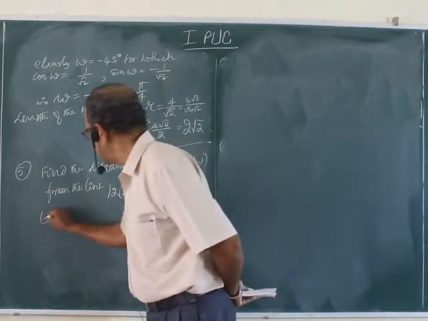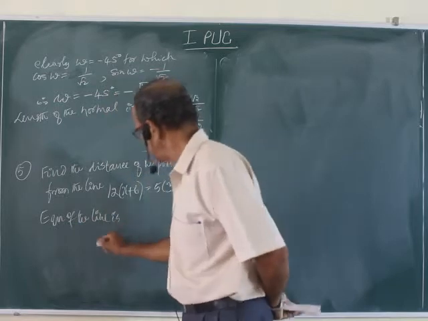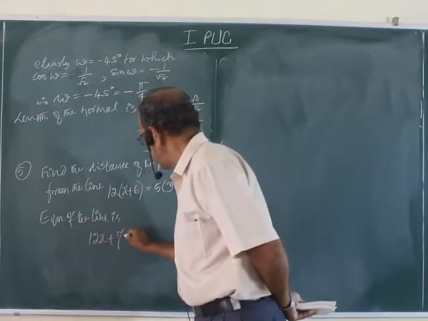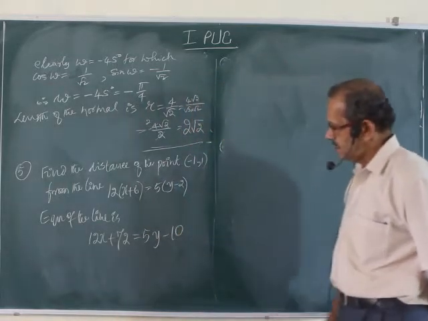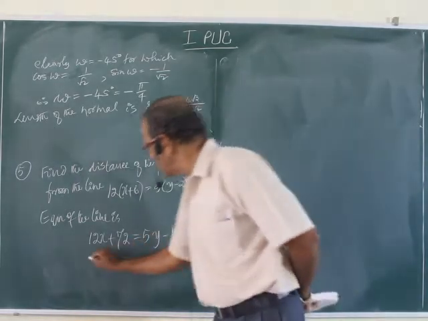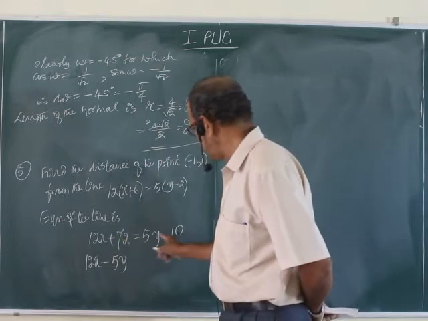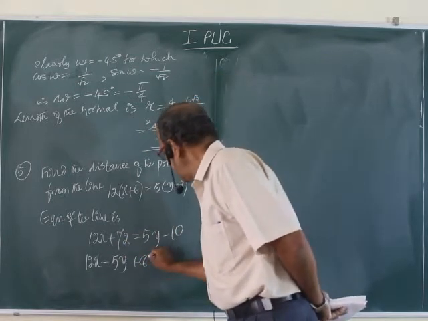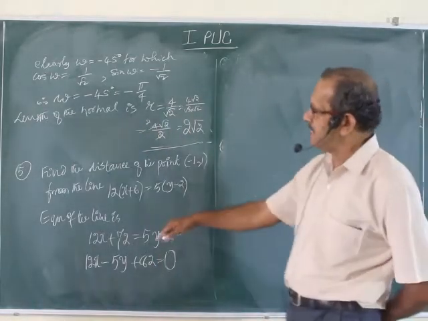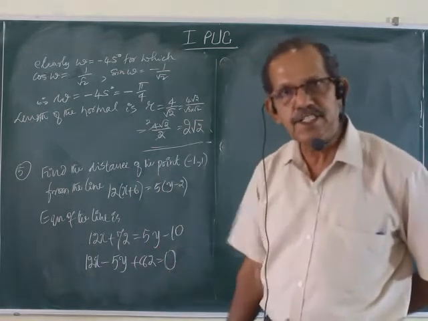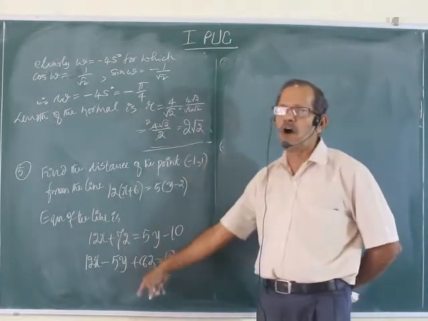Equation of the line is 12x plus 72, 5y minus 10. Our standard form is 12x first, minus 5y next, plus 82 equal to 0. Standard form is obtained. Only for that reason it is given, that's all. Remaining thing is how to find length of the perpendicular from the given point x1, y1 on the line.